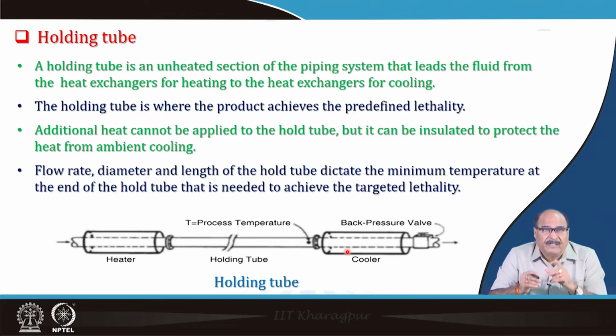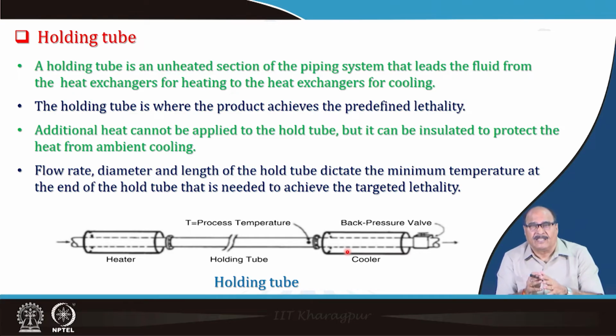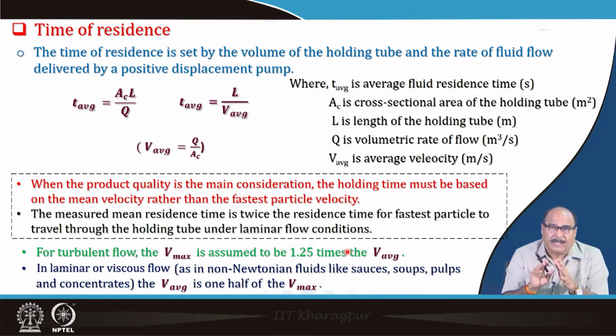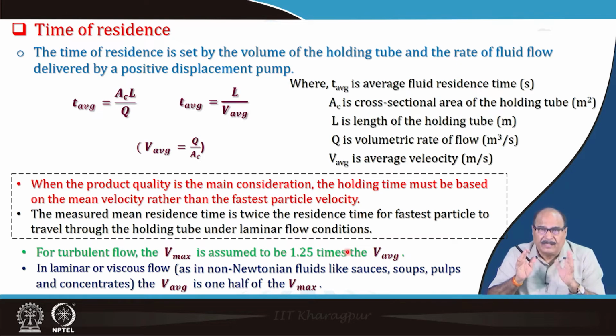Flow rate, diameter and length of the holding tube dictate the minimum temperature at the end of the tube that is needed to achieve the targeted sterility, targeted lethality. So, one can calculate the time of residence. As I told you, it is very important to avoid any under processing or over processing. The residence time in the holding tube must be accurate, because these are generally UST processes, where the time is very short, a fraction of a minute or a few seconds. So, that should be very accurately calculated and accurately maintained.